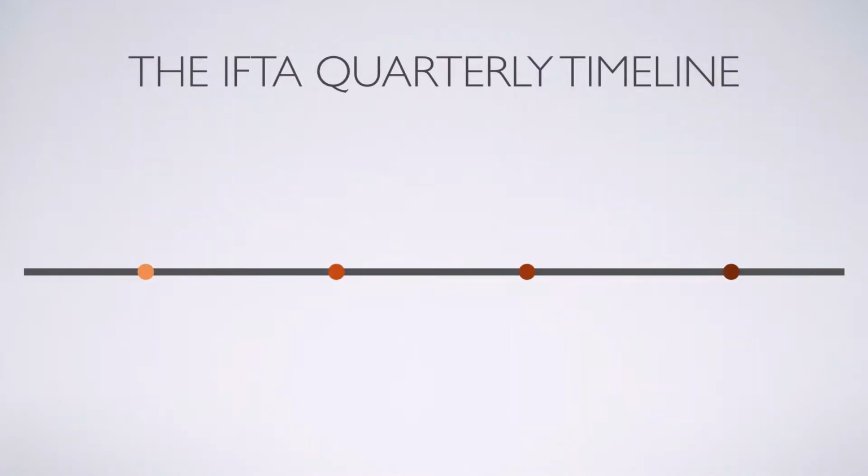The IFTA Quarterly return, as the name would suggest, is filed 4 times per year in the month following the end of the quarter. So let's look at how our IFTA year would break down.